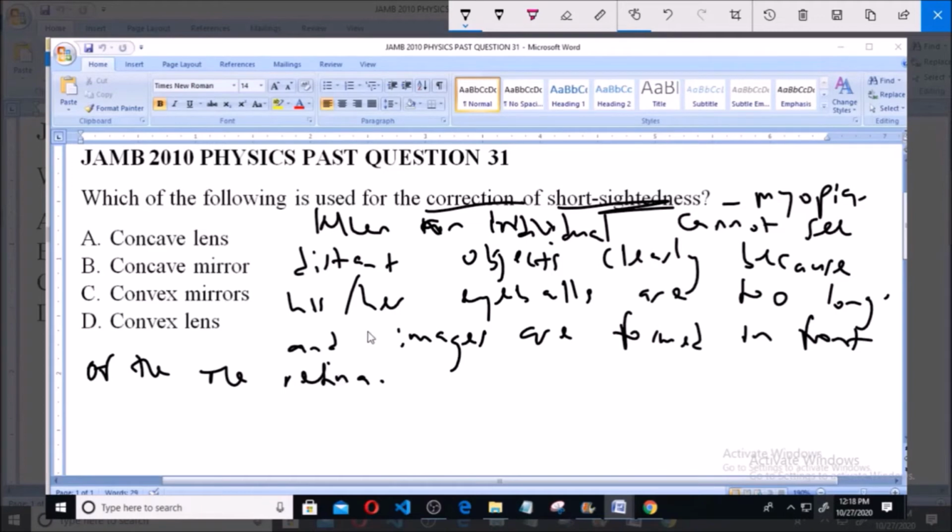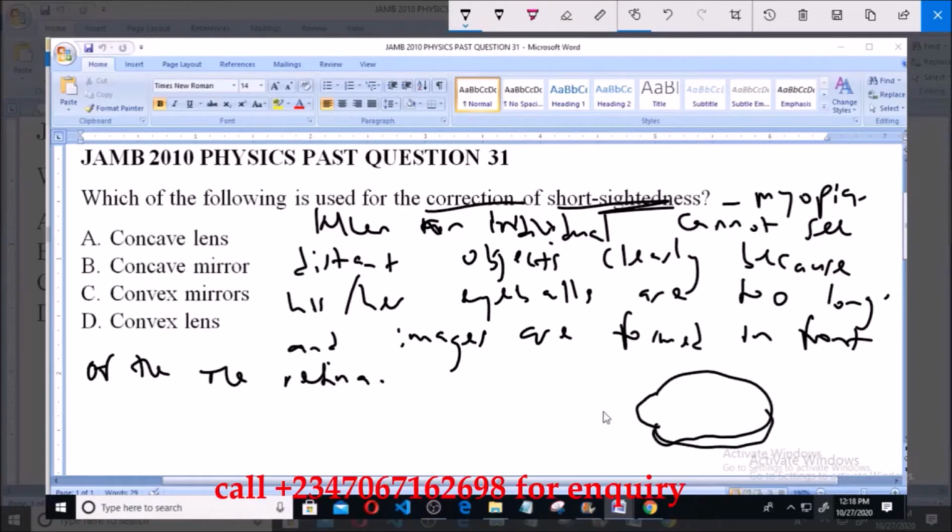Now in short-sightedness, let me illustrate it. The individual's eyeball is too long. So let's say if an object is placed here, the image of that object is formed in front of the retina, before the retina. So accommodation does not take place.